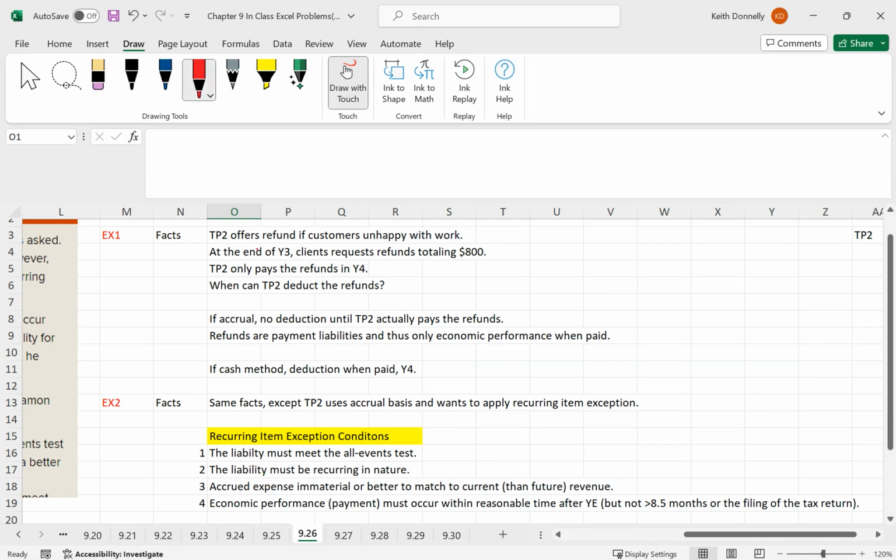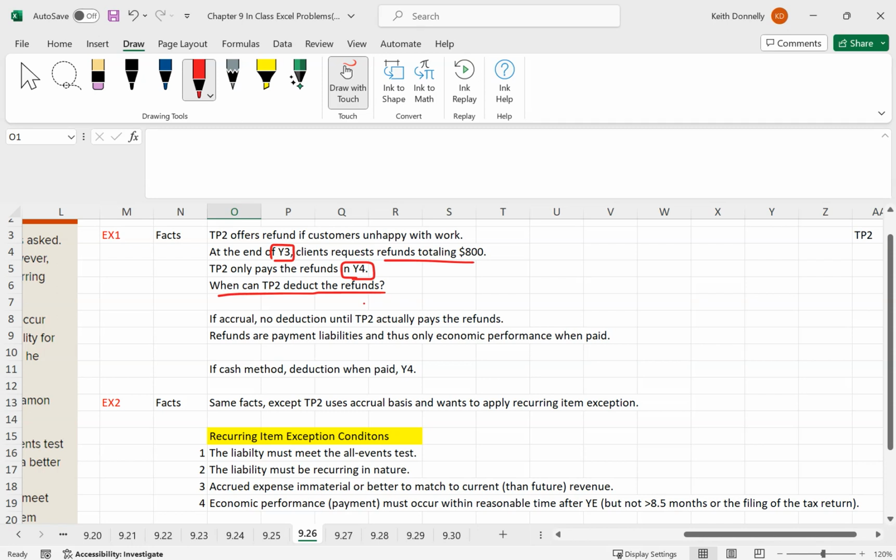All right, so it says a taxpayer offers a refund if a customer is unhappy with work. At the end of year 3, we get refunds totaling $800. Hey, we had clients, they don't like our stuff, we want $800 back. Taxpayer 2 only pays the refunds in year 4. Okay, they want to know when can we deduct the refunds.